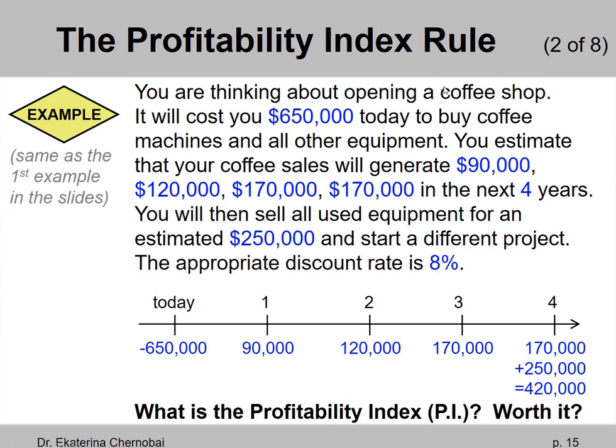So again, you're thinking about opening a coffee shop. It will cost you $650,000 today to buy coffee machines and all other equipment. You estimate that your coffee sales will generate $90,000 in 1 year, $120,000 in 2 years, $170,000 in 3 and in 4 years. You will then sell all used equipment for an estimated $250,000 and start a different project. So in 4 years, the whole project will end. And that's when we essentially have 2 cash inflows. The last profit from coffee sales, $170,000, and the sales proceeds from selling all used equipment, $250,000. The proper discount rate is 8%. What is the profitability index? Is the project worth it?